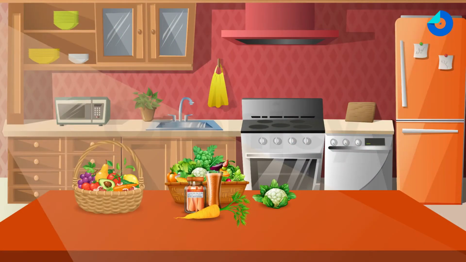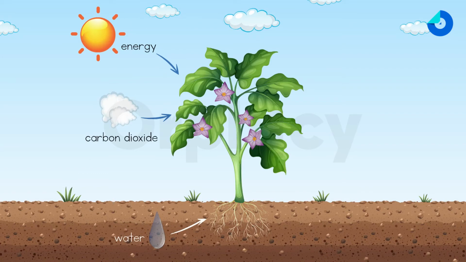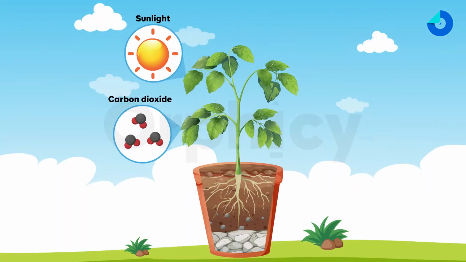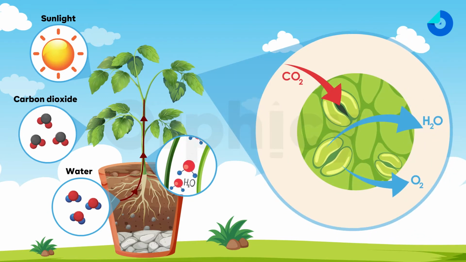Now, when we cook for ourselves, we use different types of raw materials. Similarly, plants also require different types of raw materials for the process of photosynthesis. Plants absorb carbon dioxide from air, and water and minerals are absorbed through roots and transported to the leaves via the vascular bundles, which run like pipes throughout the plant. Leaves have small pores called stomata, which allow the absorption of carbon dioxide into the leaves.